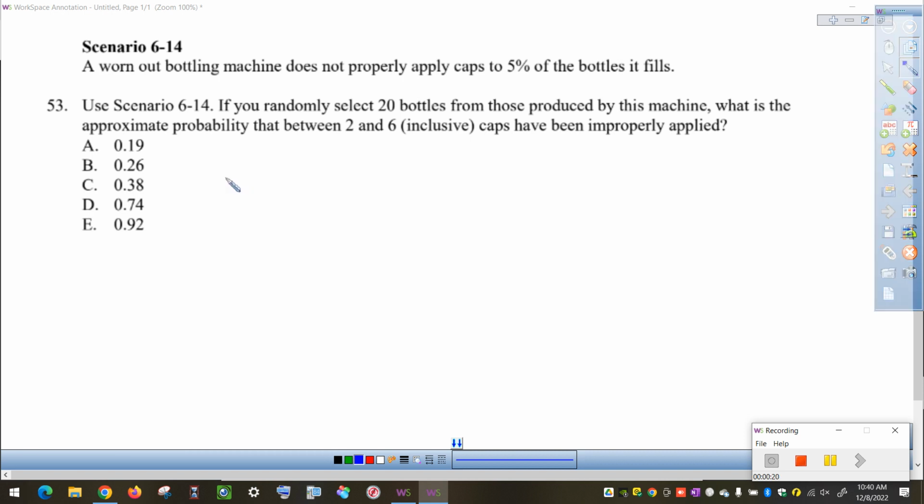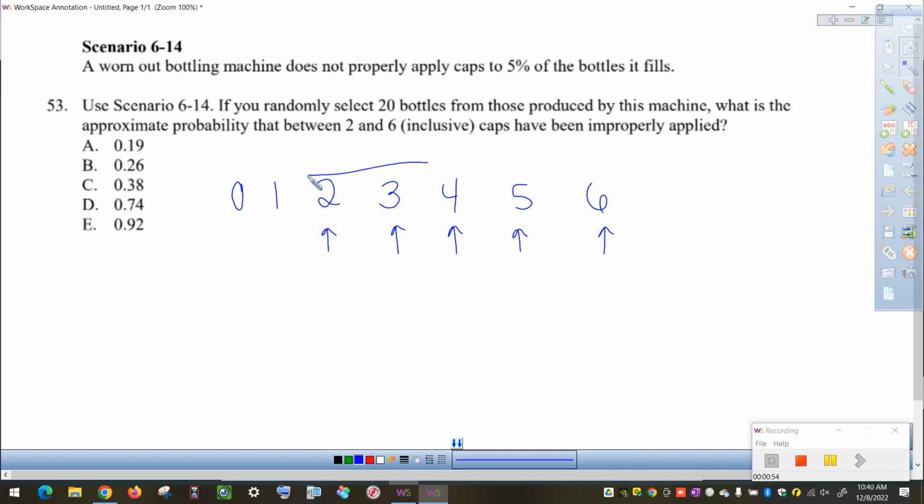Well, the idea here, if we think about the possibilities, so out of the 20 bottles, that 0 caps are improperly applied, 1 is improperly applied, 2, and so on, all the way up to 6. If we found the individual probabilities for 2 through 6, you could do it with the binomial formula 5 different times and add them all up. You could do it with binomial PDF 5 times, or we can think about a shortcut using binomial CDF.